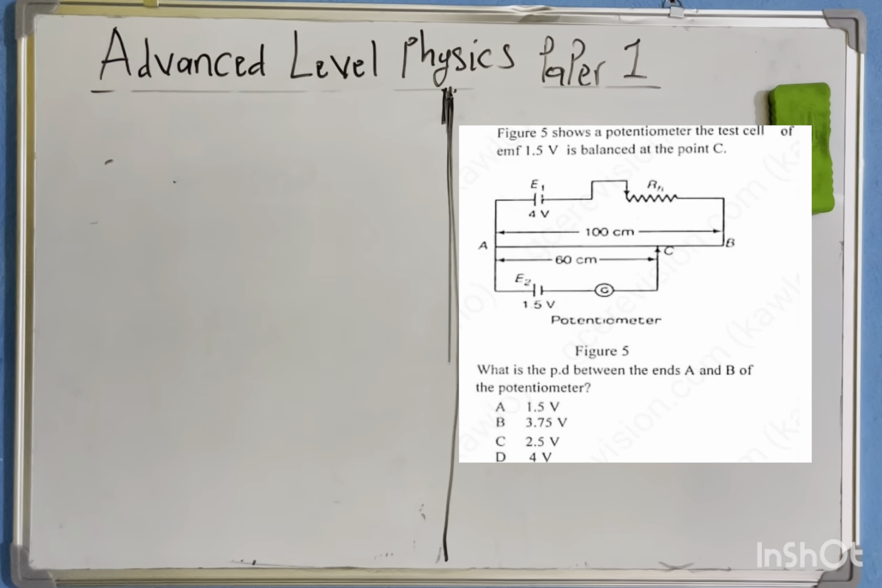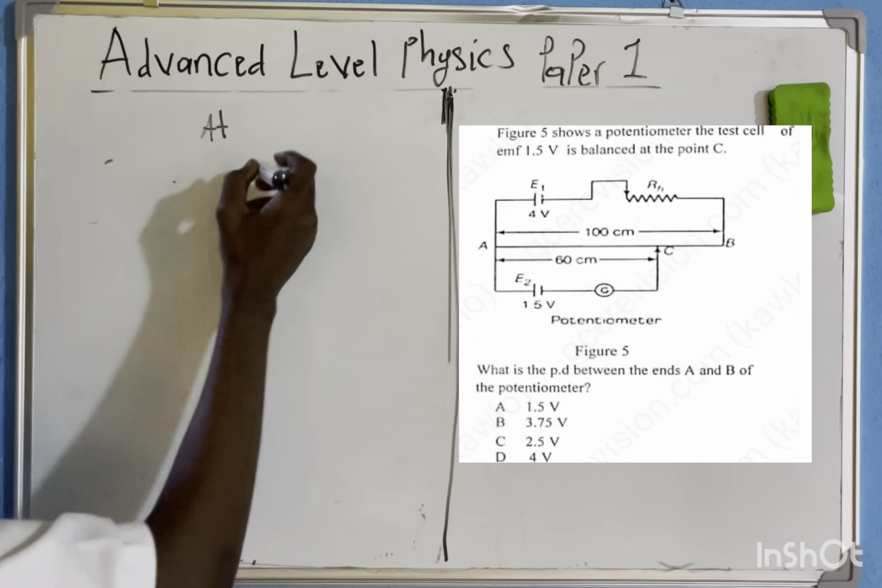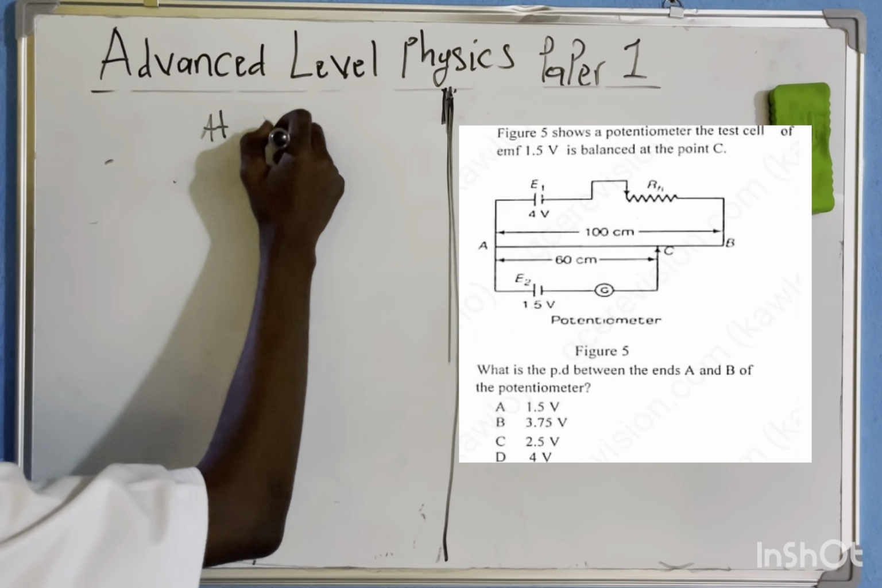Okay, for the next question, we are talking about potentiometer. I still did a video on that potentiometer, so you should go and watch it. It's very interesting. We are having a potentiometer, and we are asking for the PD between the ends A and B. I told you that at balance point of a potentiometer, the voltage is proportional to the length.